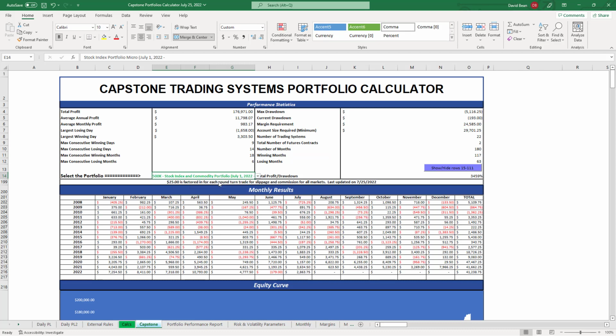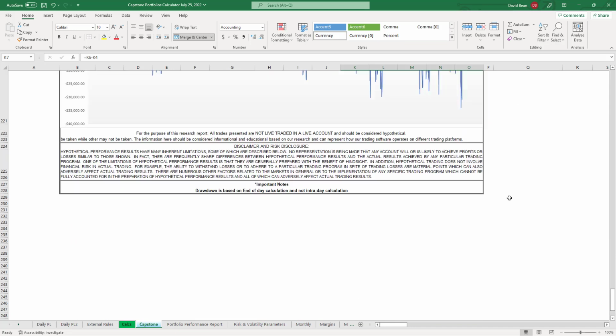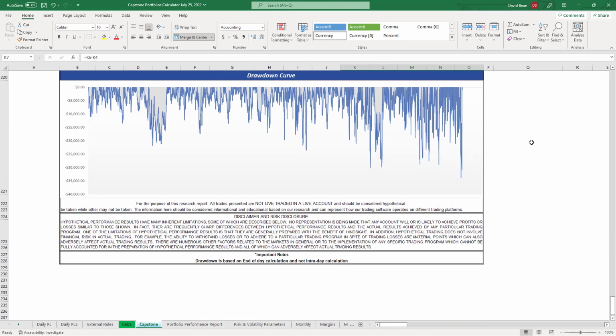Let's look at the stock index and commodity portfolio. Between 390 and 500K, around 400 or 500K is a conservative number to use because some of the other markets can increase their margins as well.